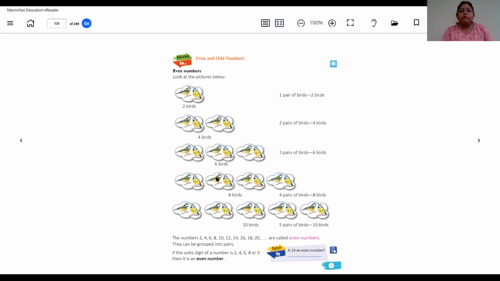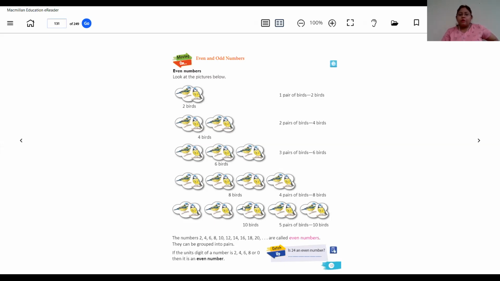Moving forward, how many pairs of birds do we have now? Yes, correct, 4 pairs. In 4 pairs, how many birds do we have? Student, we know that in one pair there are 2 birds, so the total number of birds will be 8. Because all birds are in pairs, that's why we call it an even number. In the last one, we have 5 pairs of birds. In 5 pairs of birds, we have 10 birds. It means it is also in pairs, so that's why we call them even numbers.